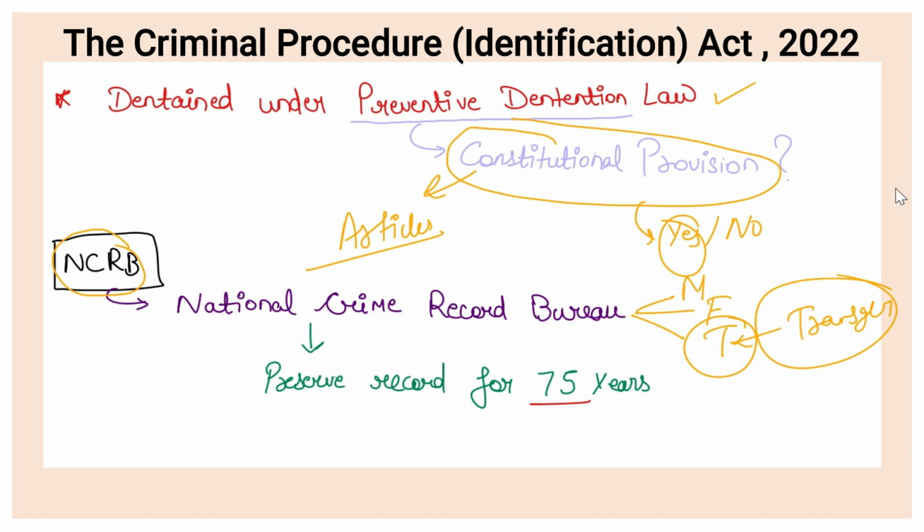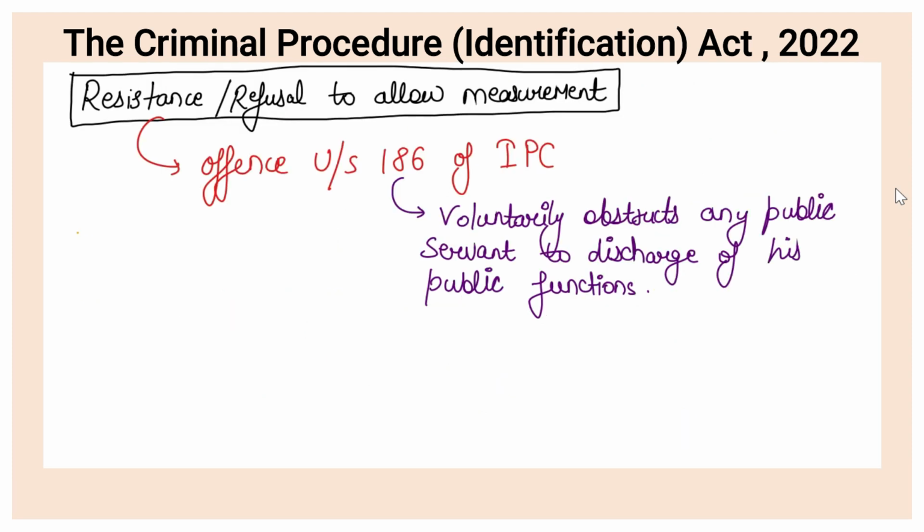Then coming on to the present act. The present act, that is the Criminal Procedure Identification Act, says that NCRB has the power, the authority, to preserve the record of convicts of different measurements, obviously for 75 years. The number 75 is important. So long, 75 years तक 75 साल तक एनसीआरबी के पास ये अधिकार होंगे कि वो उन मेज़रमेंट को अपने पास आराम से प्रिजर्व रख सकती है.